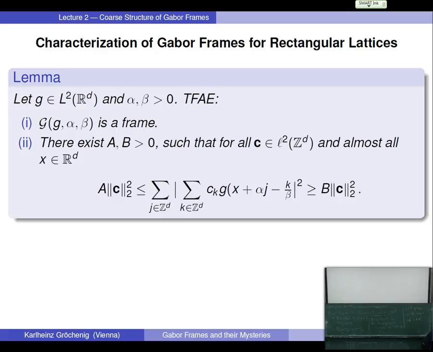Okay, so that completes the proof indication or proof ideas for the duality theory.